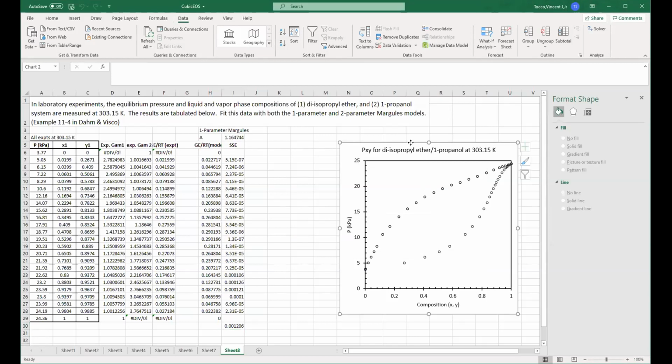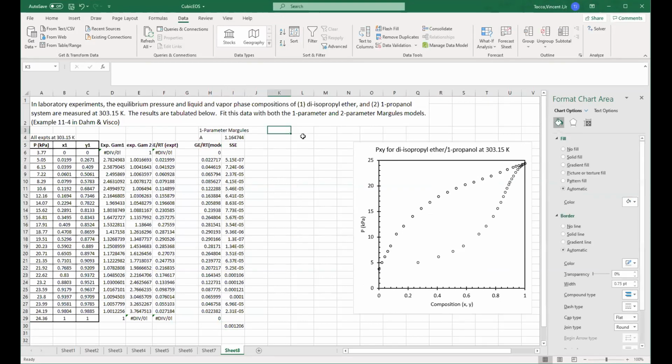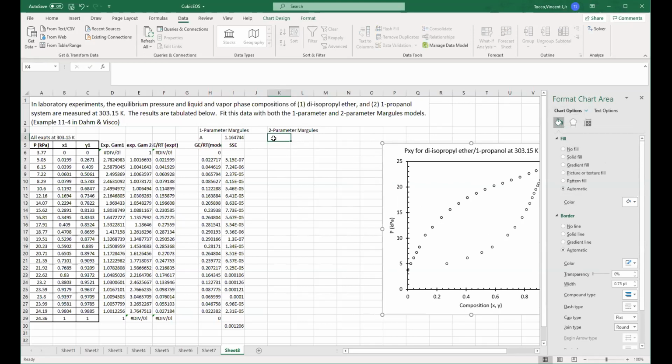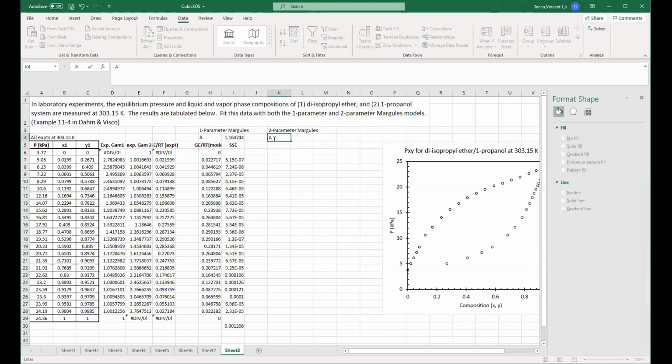Before I evaluate the fit, I want to go through and do the 2 parameter Margules now. Two parameter Margules, and I'm going to need two parameters now. So I'm going to need an A. I'll keep them right below. A12, I'm going to give an initial guess of 1, and A21, I'm going to also give an initial guess of 1 and see what happens.